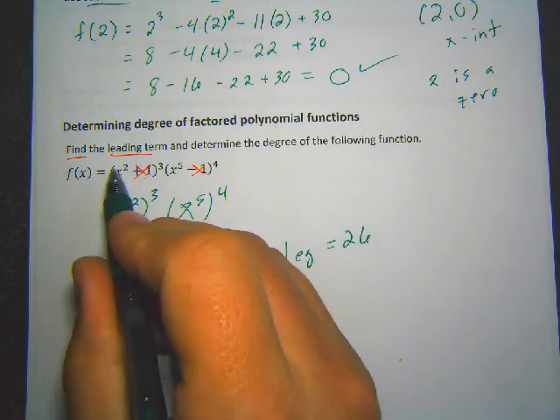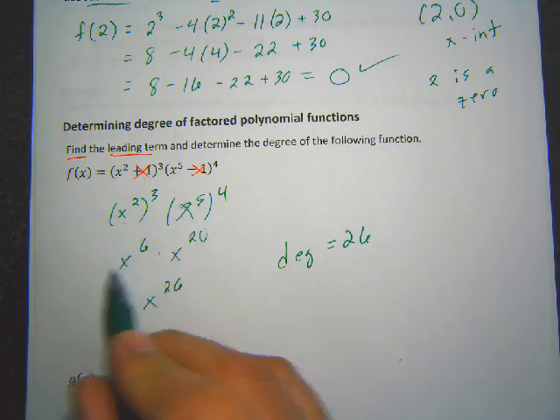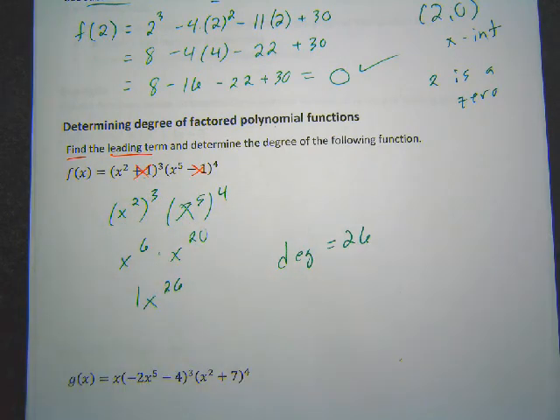And since these both had 1s in front, when you multiply, you just get a 1 in front here. You can write it, or you can just leave this x to the 26. But now we know what the leading term is. It's 1x to the 26, and the degree is 26. So you can ignore these smaller parts and figure out the leading term, the leading degree.